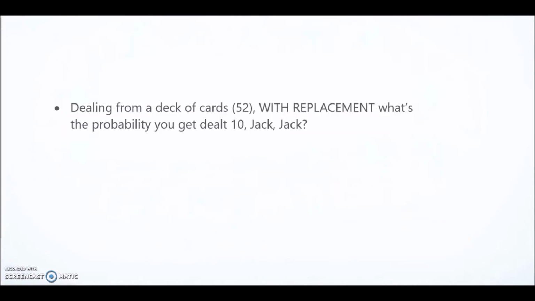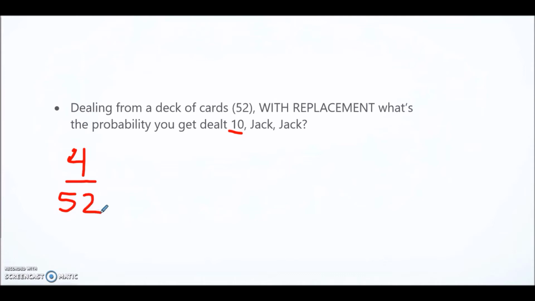How about this? Dealing from a deck of cards with replacement. What's the probability you get dealt 10, Jack, Jack? So with replacement means after they give you your first card, you put it back in the deck, kind of like a magician or something would do. So we ask ourselves, this first card we want to get a 10. What's the probability we get a 10? Well, there are 4 10s in a deck of 52 cards.